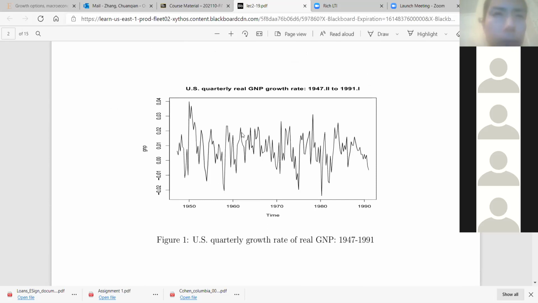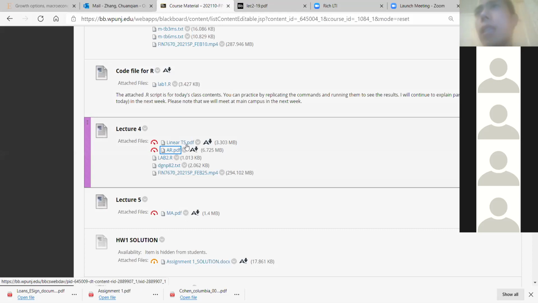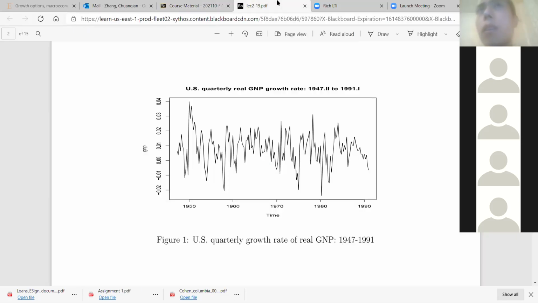Look at this. This is GDP, the quarterly growth rate. It looks pretty stationary, right? Remember, how do we define stationarity? I think in the file linear_ts.pdf, you can find some introduction on how to define stationarity. That means the first moment and the second moment are finite, I mean they are limited numbers, and time independent, right?